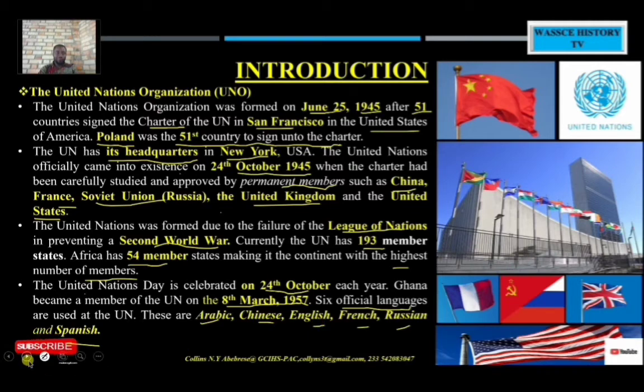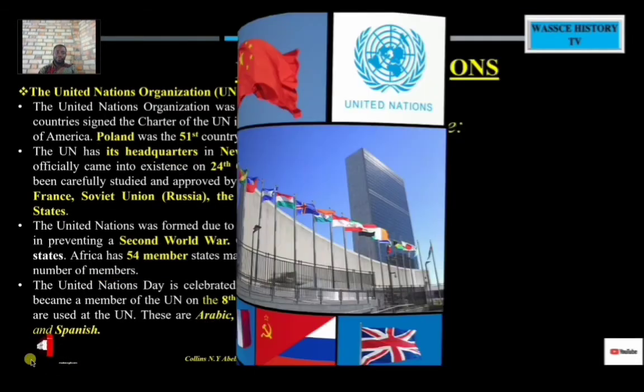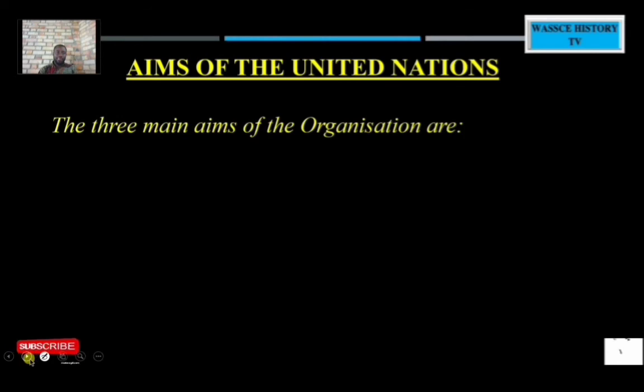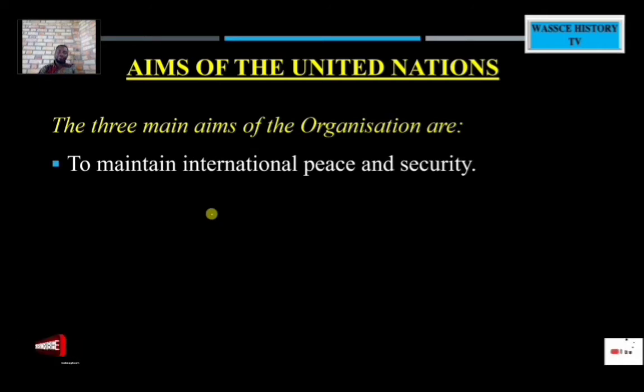Good. I hope you find it very interesting. And this is the logo of the UN, in case you should come across it anywhere. Fantastic. So let's look at the aims of the UNO. What are the aims? The UN has 3 main aims. The first one is to maintain international peace and security.